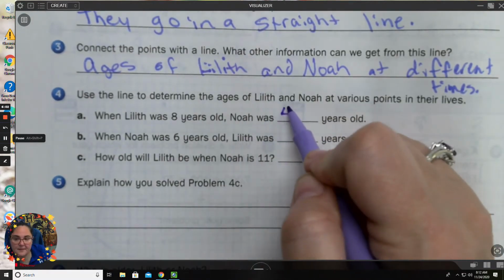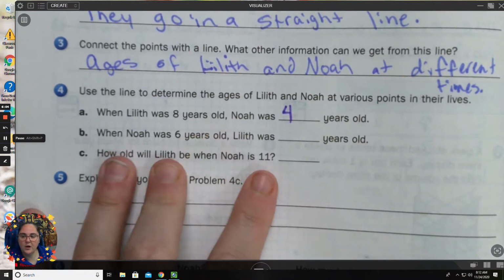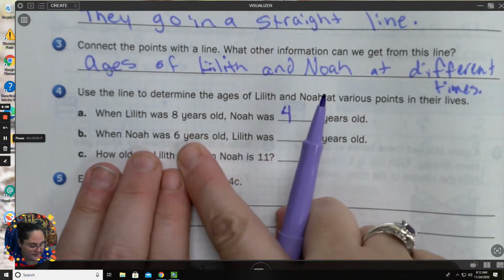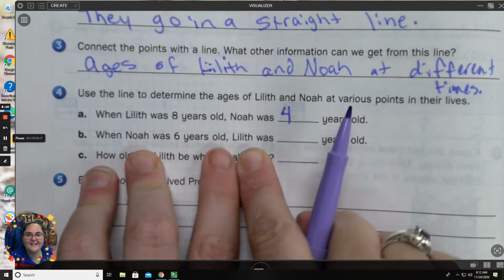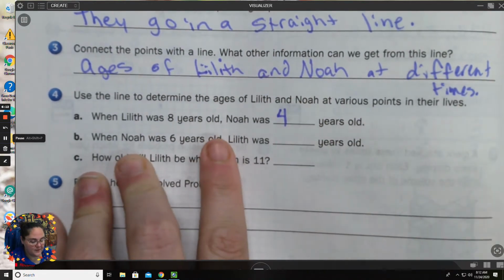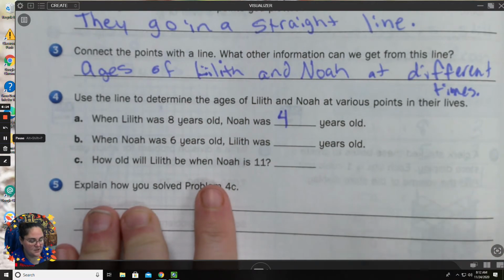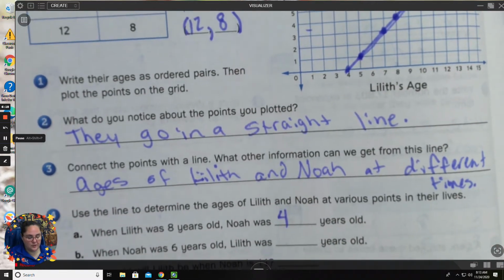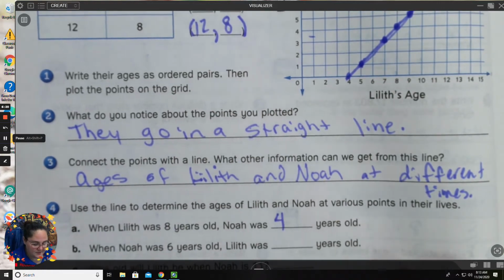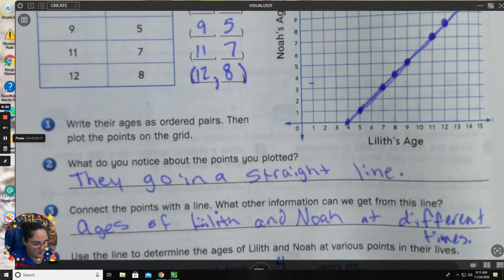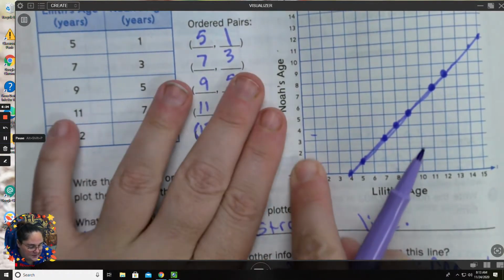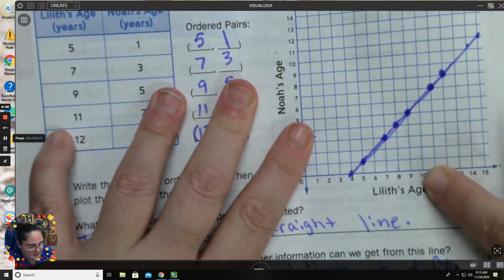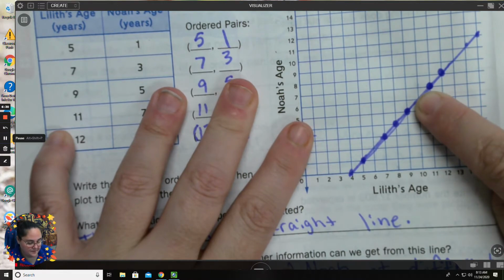Awesome. How old was Lilith when Noah was 6? Okay, so Noah is 6. How old is Lilith? On this one, really pay attention to the side. So I'm going to show you this one. You're going to do the next one on your own. So when Noah was 6, how old was Lilith? I'm going to go up to Noah's 6 and then straight across. And I can see that Lilith was 10. Okay?